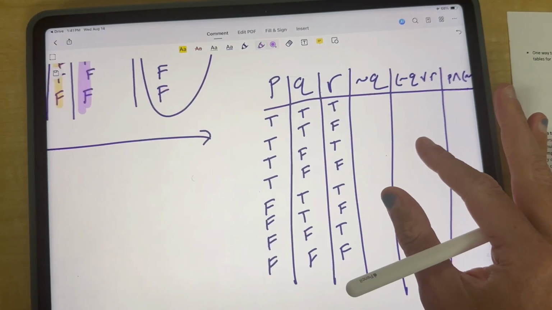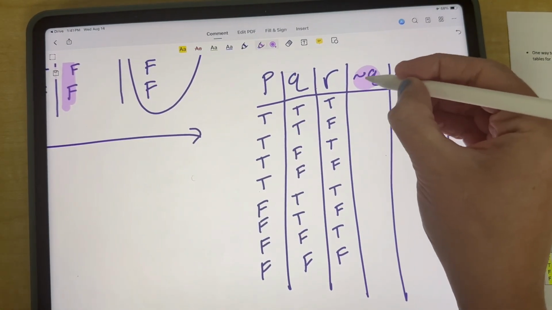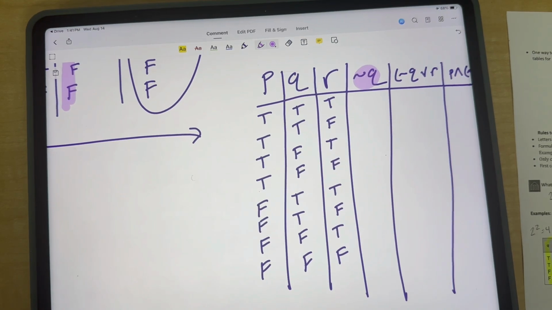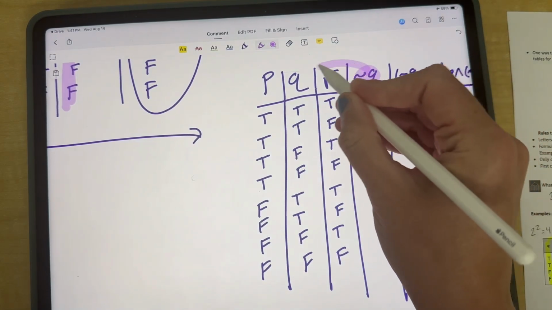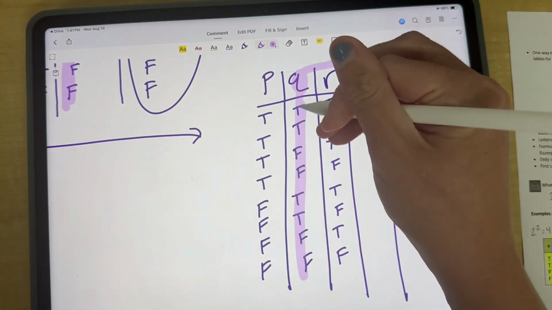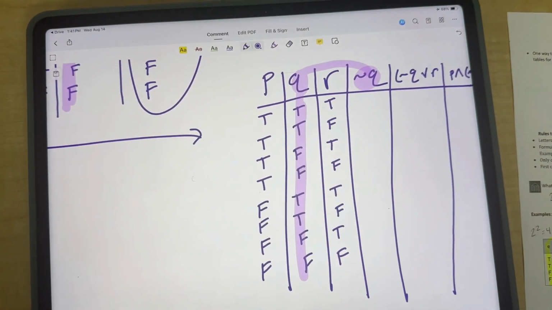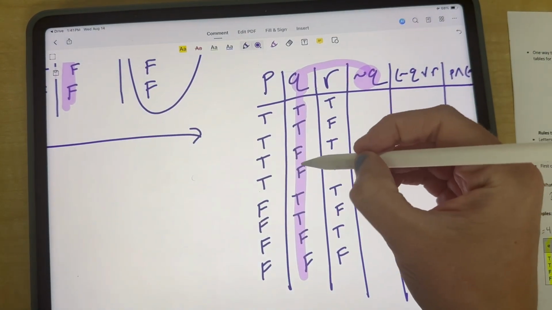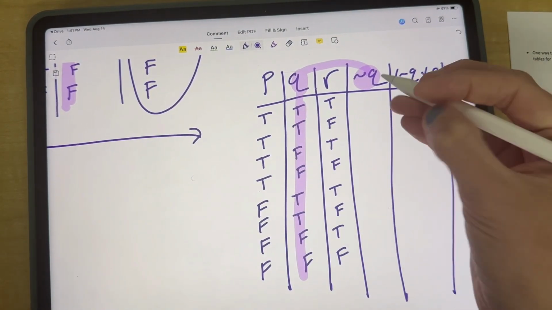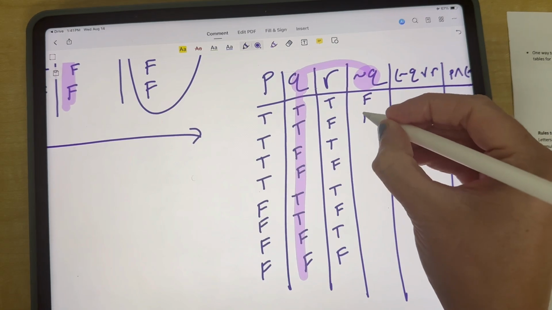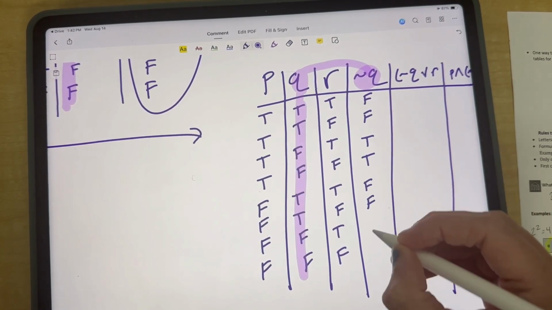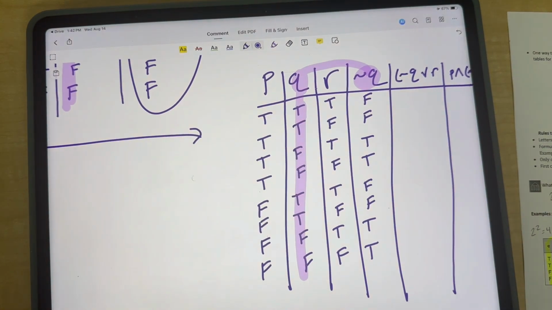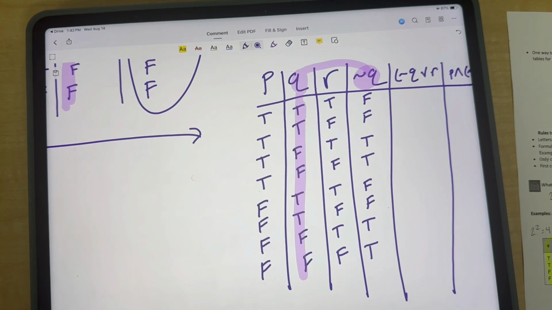Okay, grab your highlighter. The first row, what do we need to find? Not Q. So where are we going to look? If we want not Q, are we going to look at P or R? No. We're going to go to Q. Say, what is Q? Find the opposite of that whole thing. So if it goes TTFF, TTFF, the opposite would be FFTT, FFTT. Sweet.